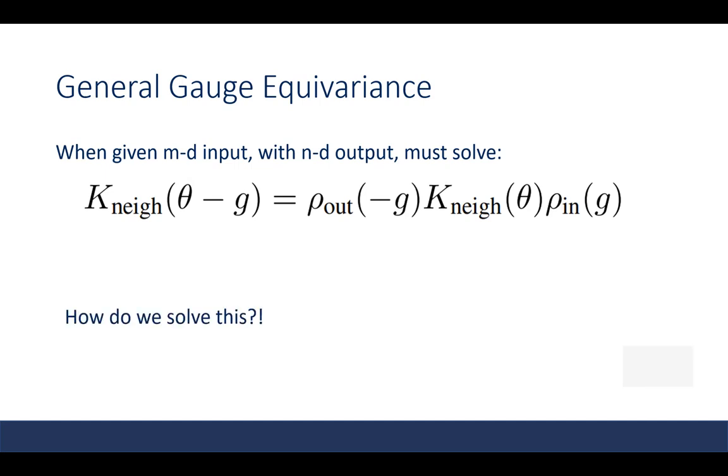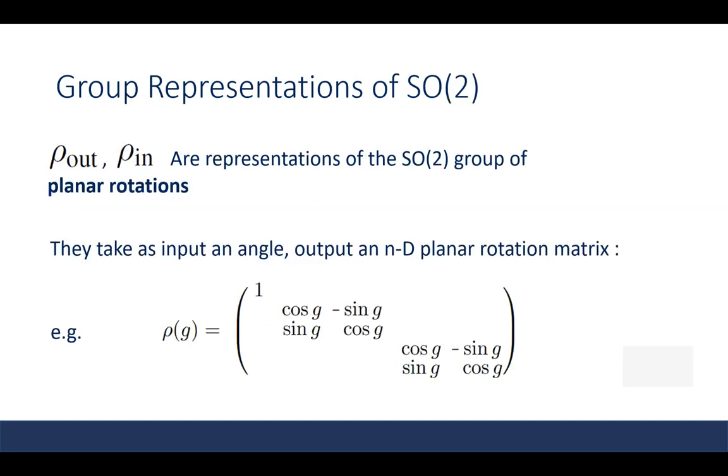How do we satisfy this? The only way we can satisfy this is by breaking this down and looking at the structure of these row in and row out matrices. And so it might not surprise you to see that row in and row out are actually planar rotation matrices of SO2. In 2D, it was easy to visualize, maybe a little harder in arbitrary dimensions, but all they do is they take an input angle and they output a rotation matrix that looks like this.